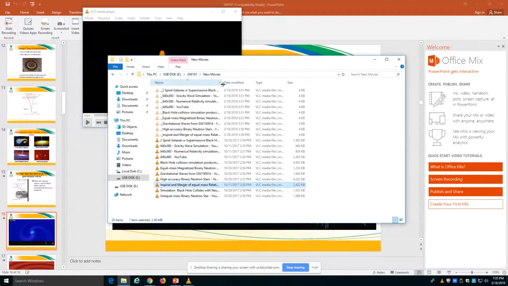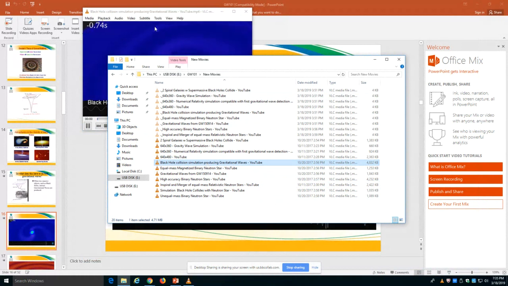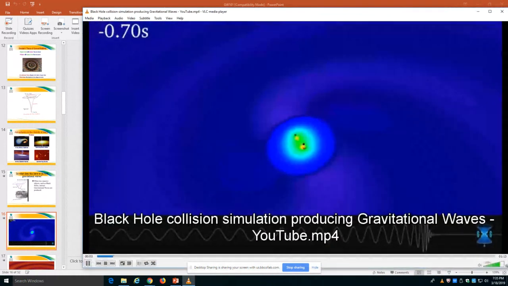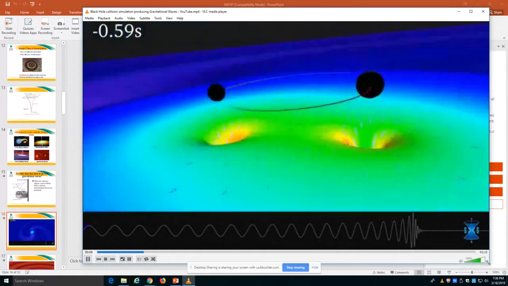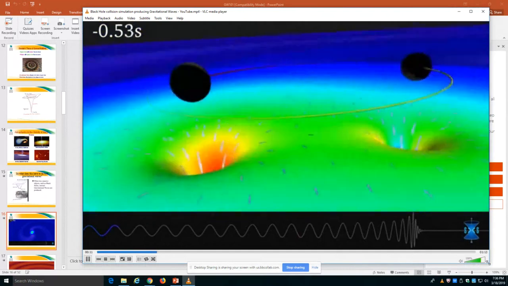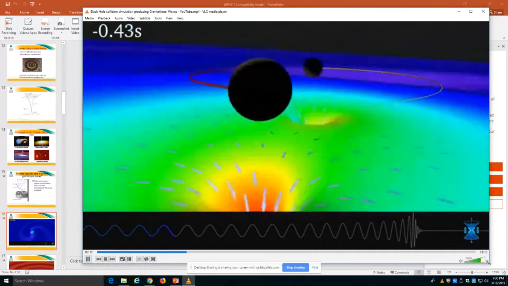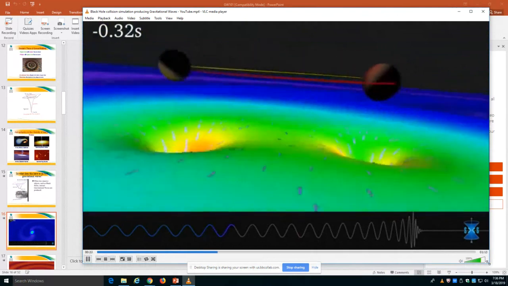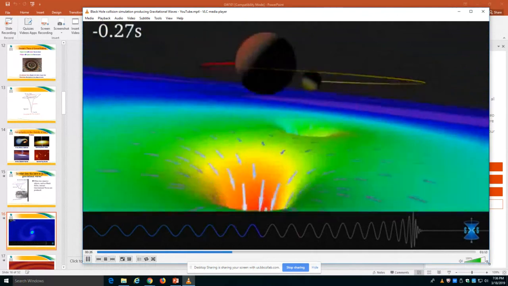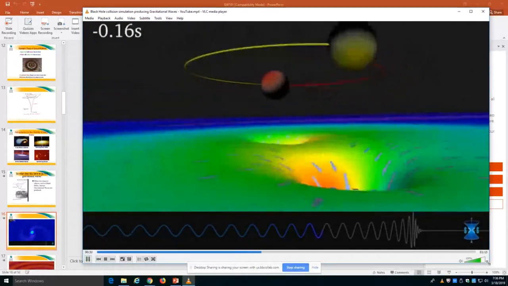Here is a simulation of black holes producing gravity. This is the one I was looking at before. So here is another one. And again, you could see black holes spiraling around each other. And these little arrows are showing how much curvature you could see in the space-time. And again, at the bottom, this is actually what the waves look like. So you could actually see the change in the waves and their wavelength. You can see the wavelength and the amplitude change as they get to each stage.